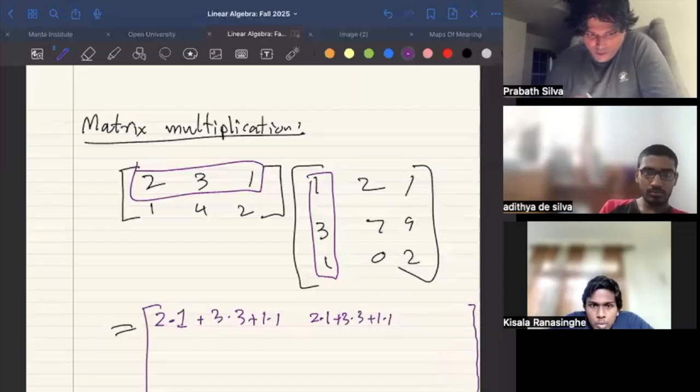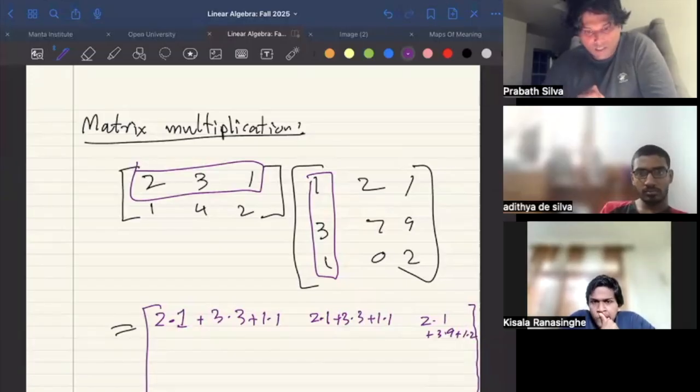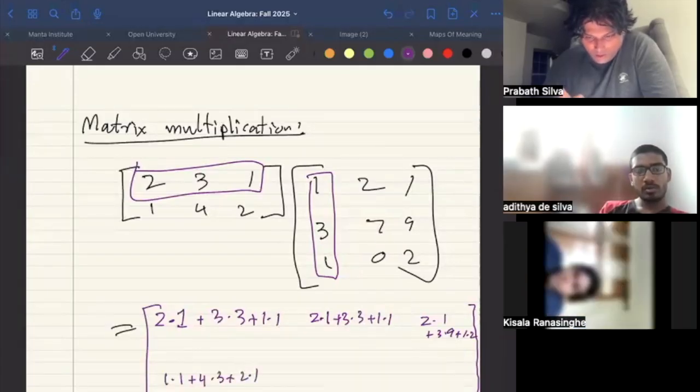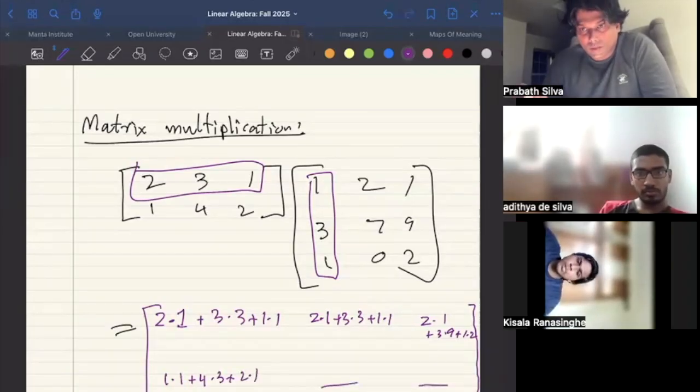It's going to be 2 times 1 plus 3 times 9 plus 1 times 2. Okay. And then what goes here is 1 times 1 plus 4 times 3 plus 2 times 1. And then so on and so on. Okay.